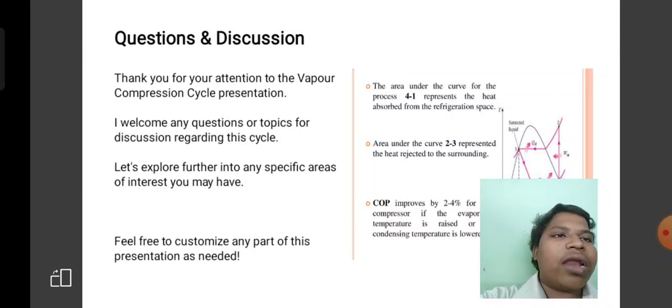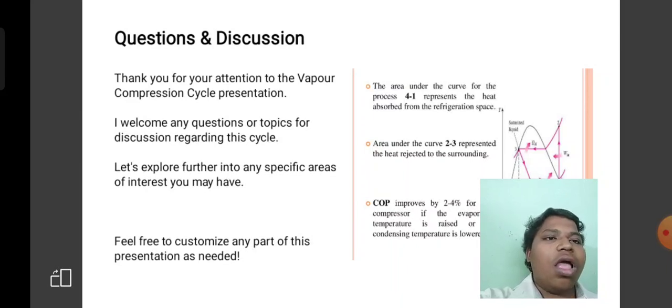The area under the curve for the process 4 to 1 represents the heat absorbed from the refrigerated space. Area under the curve 2 to 3 represents the heat rejected to the surroundings. COP improves by 2.4 percent for the compressor if the evaporating temperature is raised or condensing temperature is lowered.